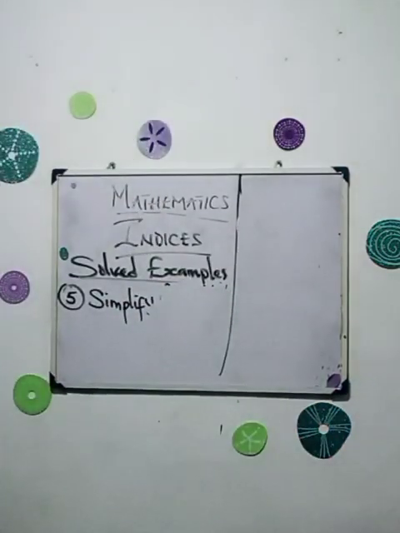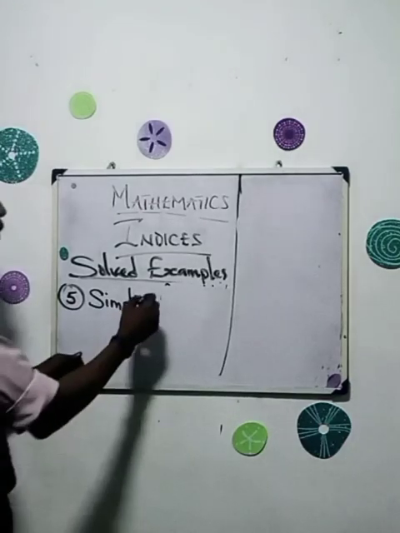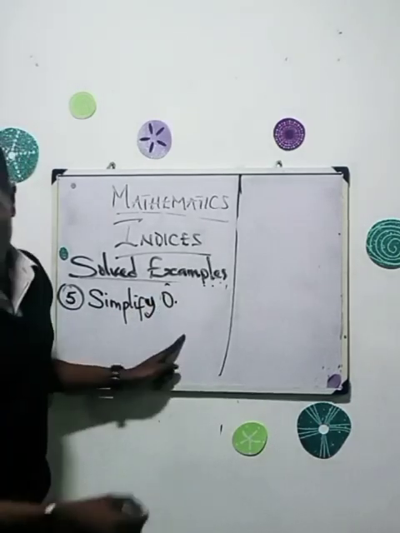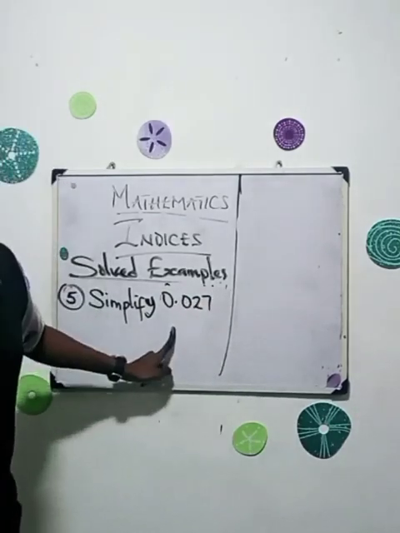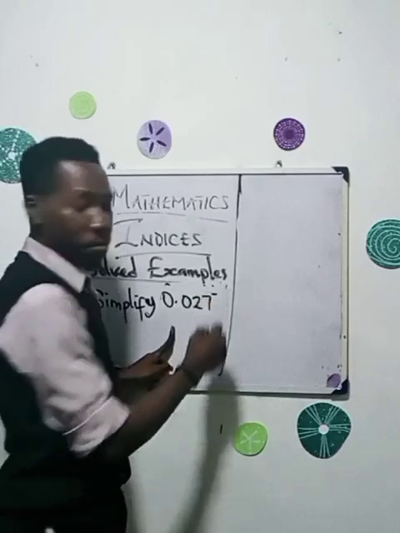So the next question says, simplify. This time we're having a decimal number, 0.027. Simplify 0.027 raised to the power of minus 1 over 3.